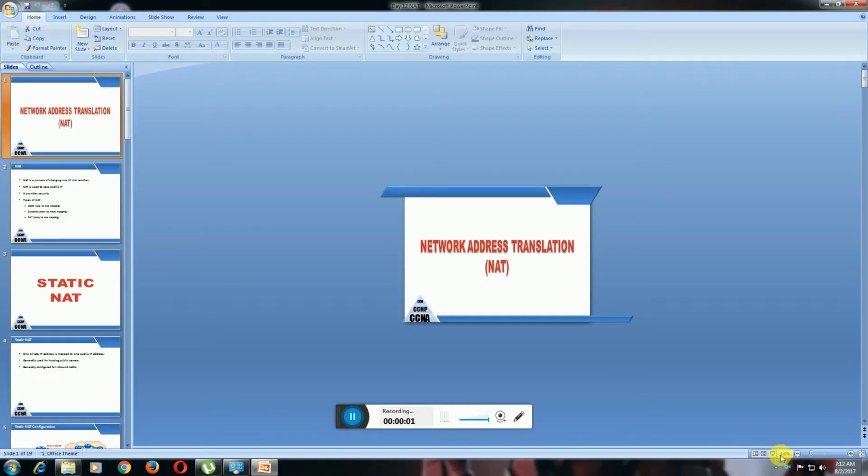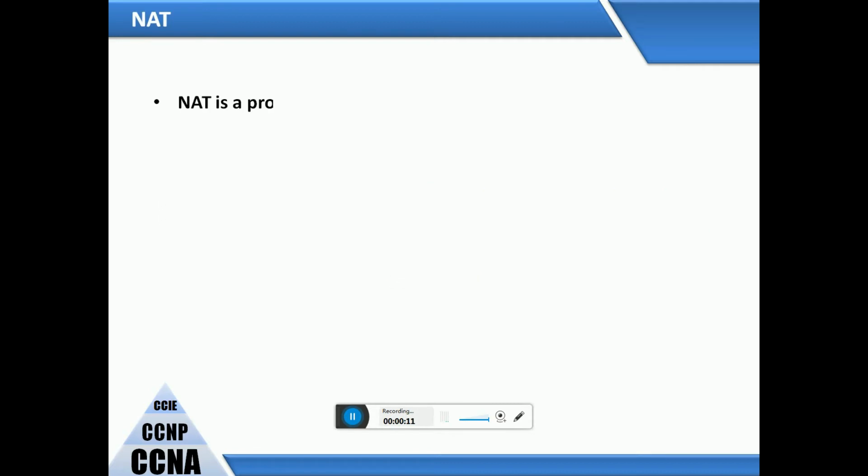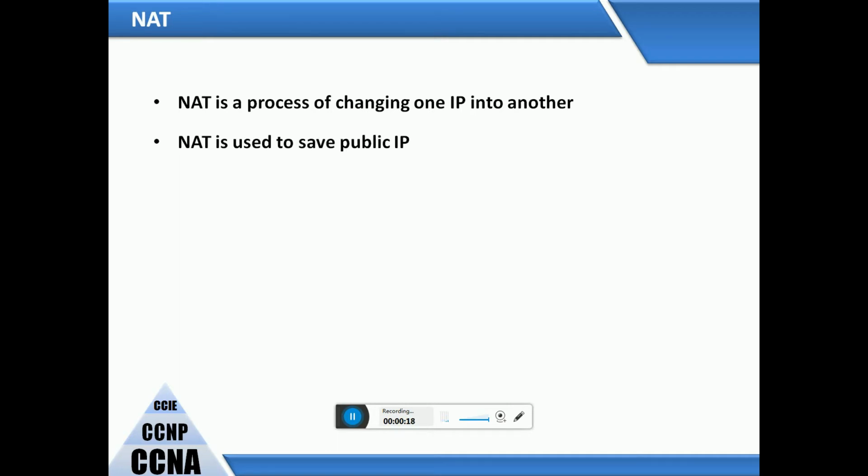NAT full form is Network Address Translation. Network Address Translation is short for NAT. NAT is a process of changing one IP into another IP. NAT is used to save public IP.